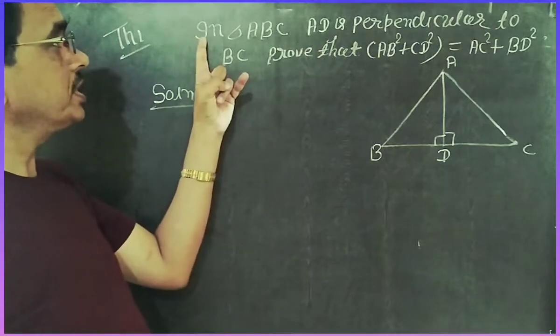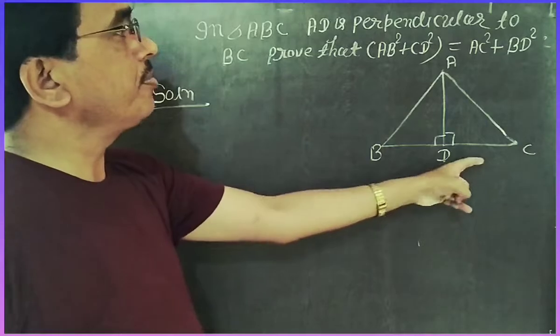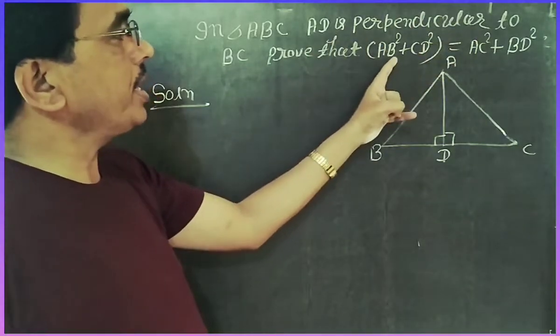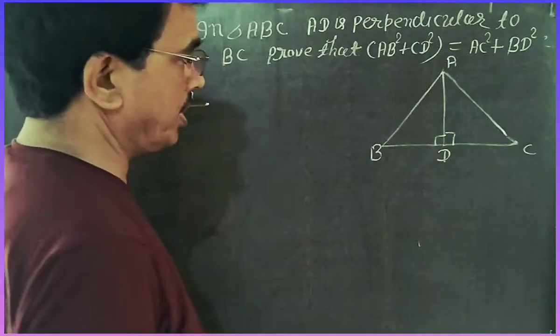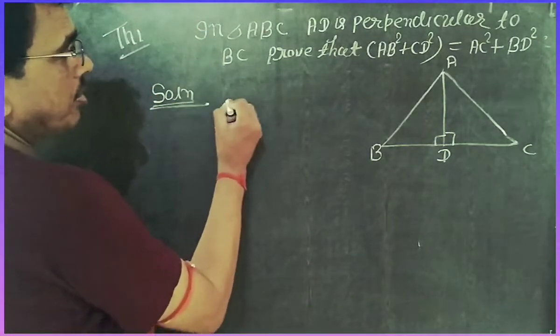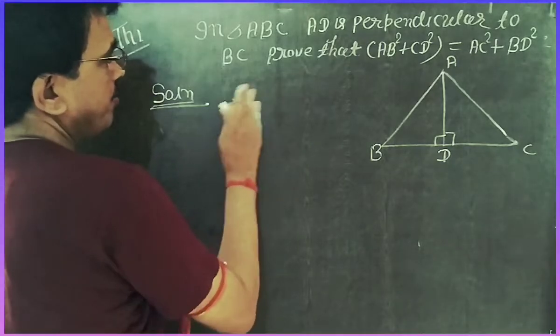In this question it is given that in triangle ABC, AD is perpendicular to BC. So prove that AB square plus CD square is equal to AC square plus BD square. Dear students, here write the solution, and it is given that ABC is a triangle.